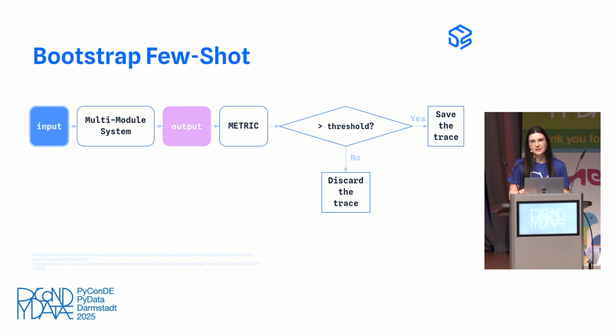First, we run training inputs through our program. If the output is a high-scoring prediction as assessed by a specific metric, then we save this trace. Otherwise, this trace is discarded. This process repeats until a maximum number of good or high-performing demonstrations is selected.